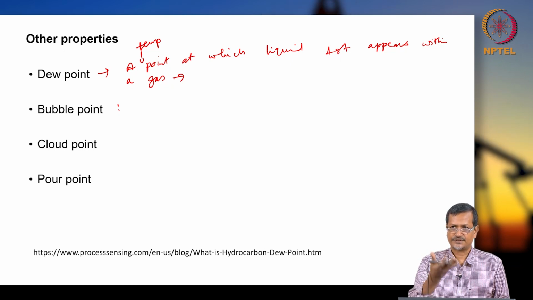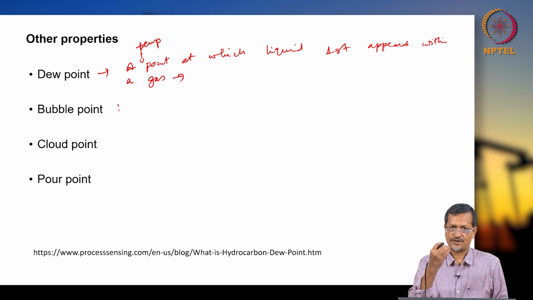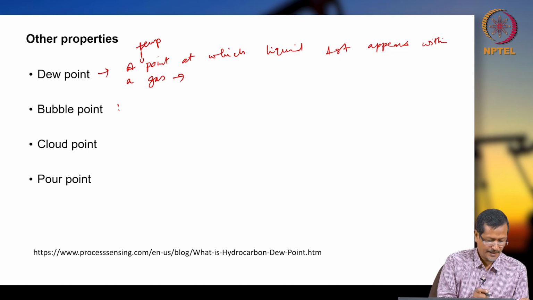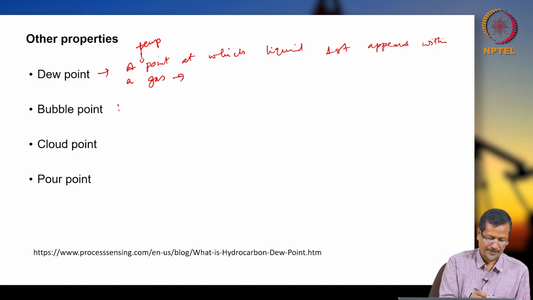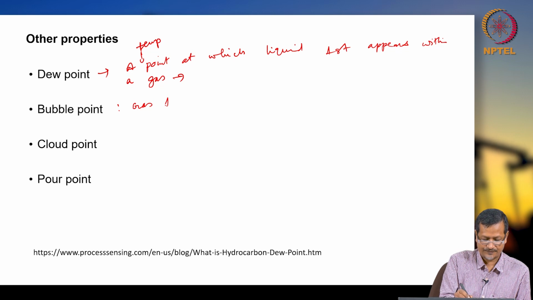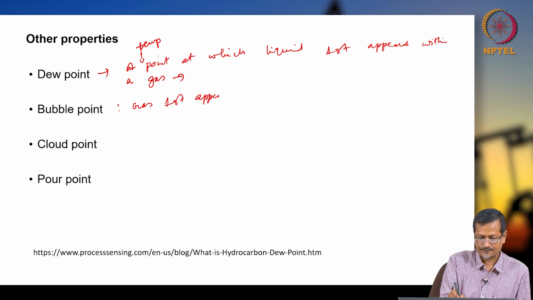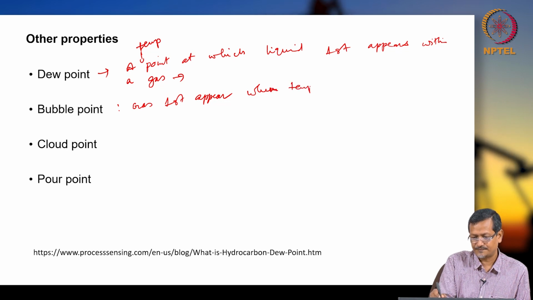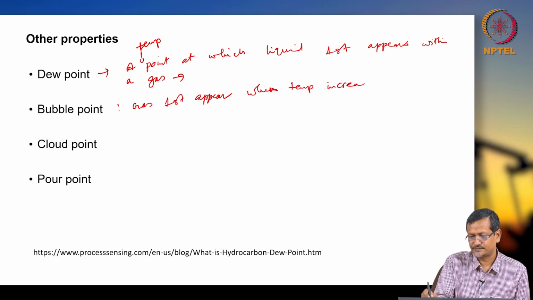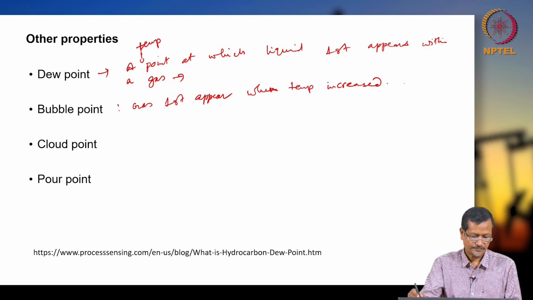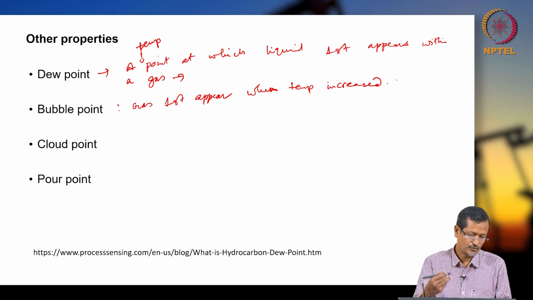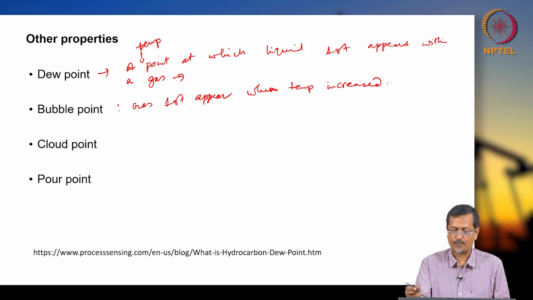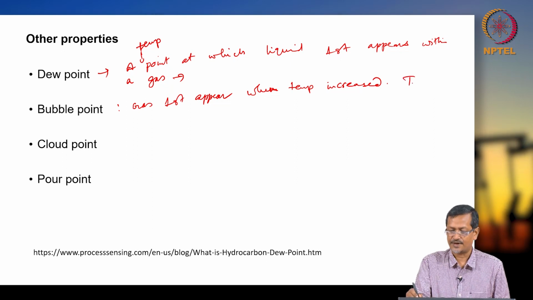So when you are increasing temperature, after a certain temperature, bubbles will start being created. So that temperature is called bubble point. So gas first appears when temperature is increased. Okay, so this is called true vapor pressure. Also they call bubble point and dew point equivalent for a single component mixture. Okay, so this is also temperature actually.